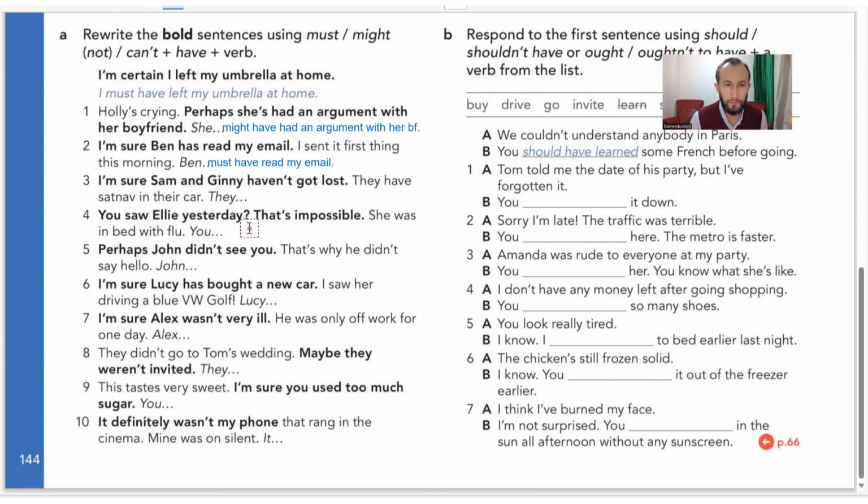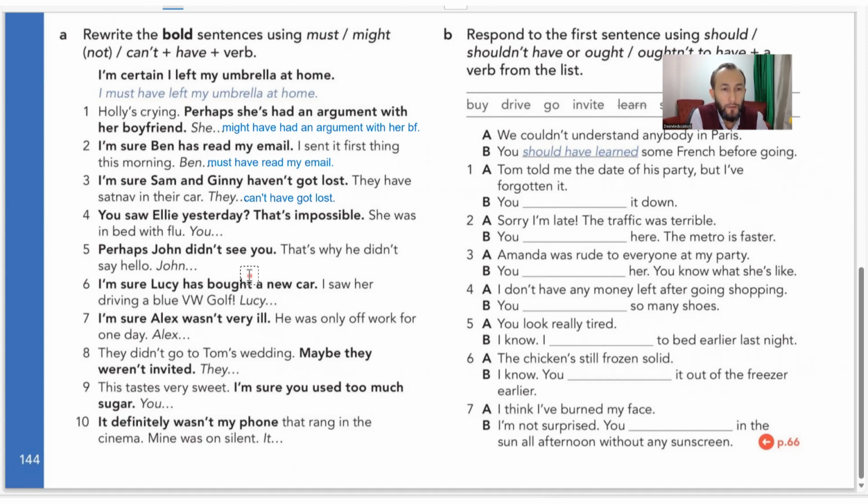Number three. Fardus. I'm sure Sam and Jenny haven't got lost. They must not have. With can't. They can't. Look, I'm sure Sam and Jenny haven't got lost. So if you want to talk about an impossible thing, we use can't, Fardus. So they can't have got lost. You understand, yeah? Yes. They can't have got lost.